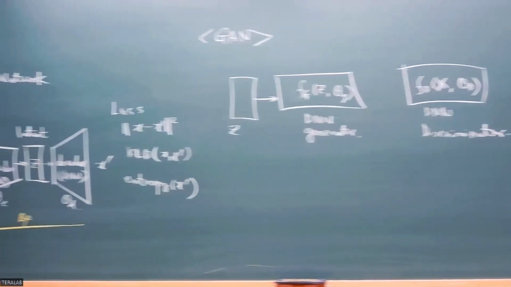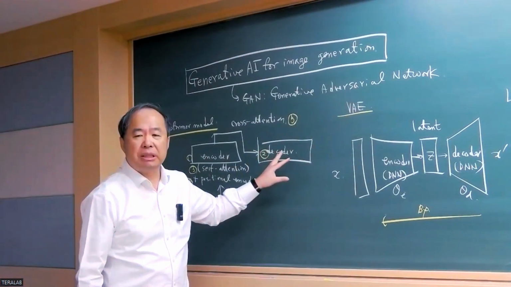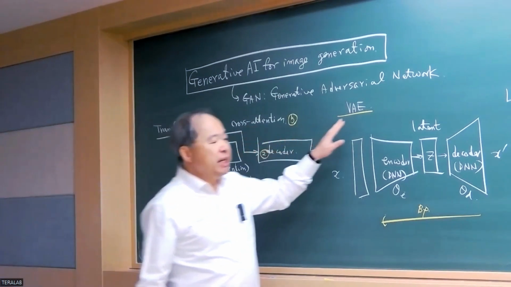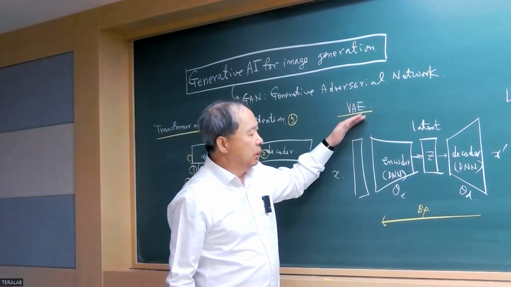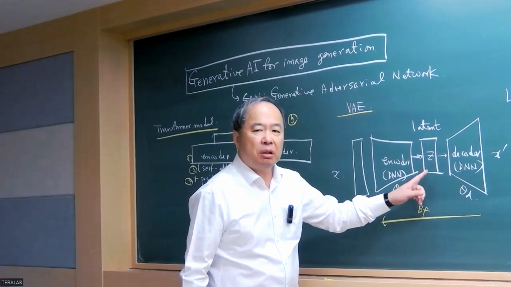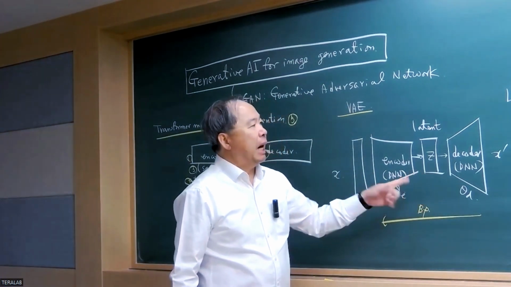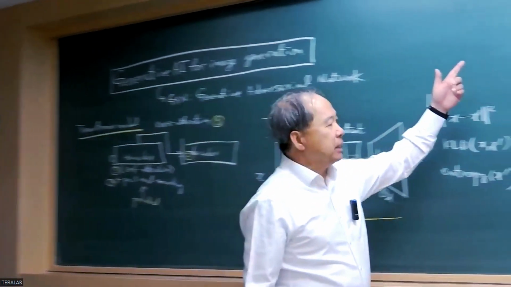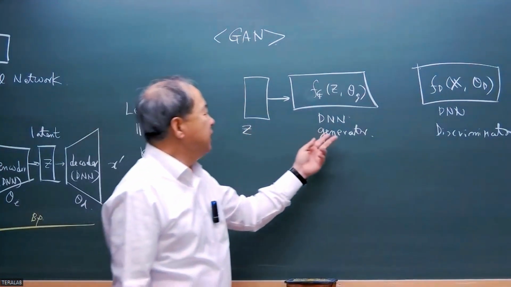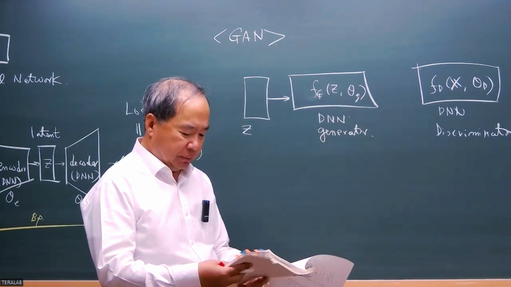In the transformer model, we have encoder and decoder. Encoder and decoder are connected using cross-attention. In the variational autoencoder architecture, encoder and decoder are connected through a latent space vector. However, in GAN architecture, it has two distinctively different networks. One of them is the generator, the other one is the discriminator.